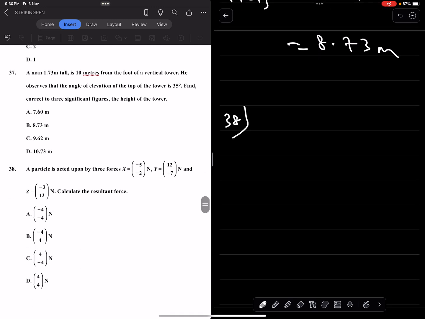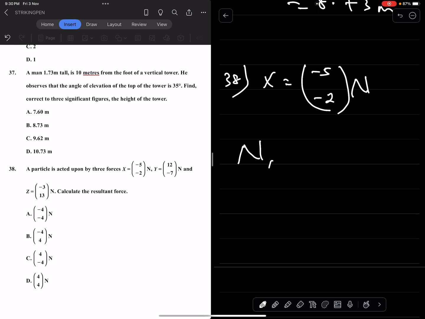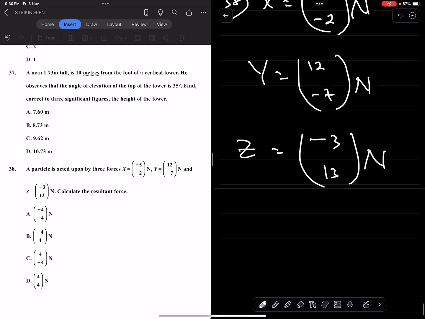A particle is acted upon by three forces. Force X is (-5, -2) newtons. Let me write that well. And another force Y, (12, -7) newtons, and another force Z, (-3, 13) newtons. Calculate the resultant force.